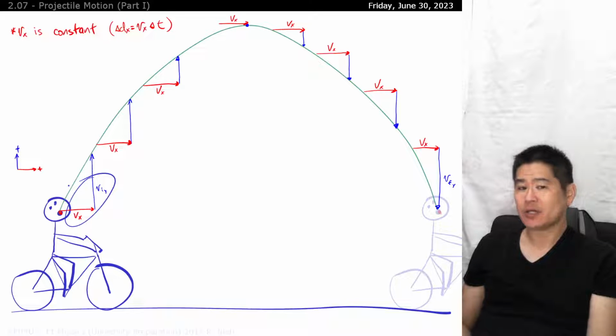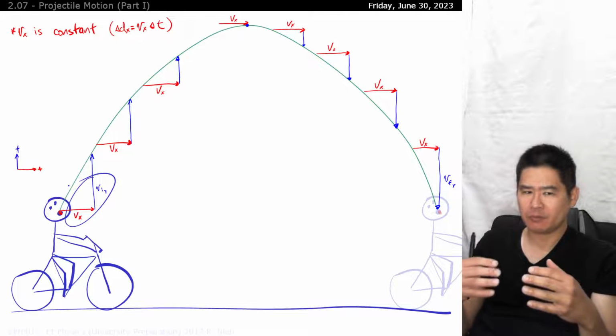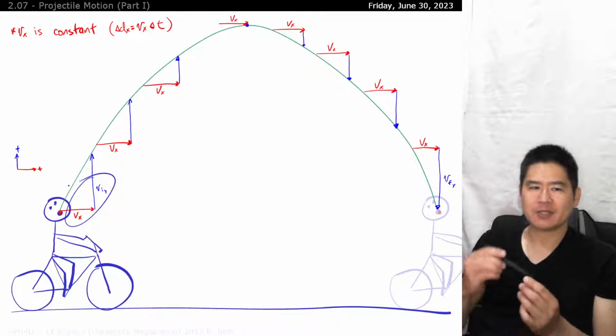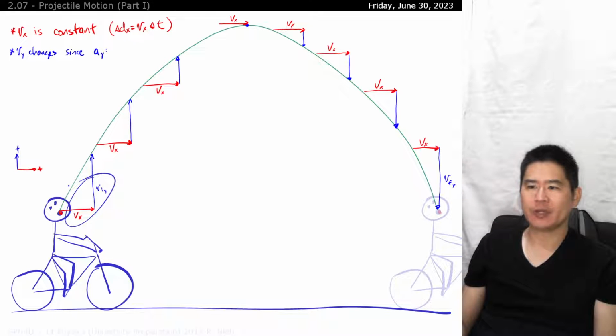So that's part of the secret sauce of solving these problems. You solve the horizontal problem with respect to time. You solve the vertical problem with respect to time. The time it takes for the ball to go up and down is the same exact time it takes for the ball to travel all the way across.